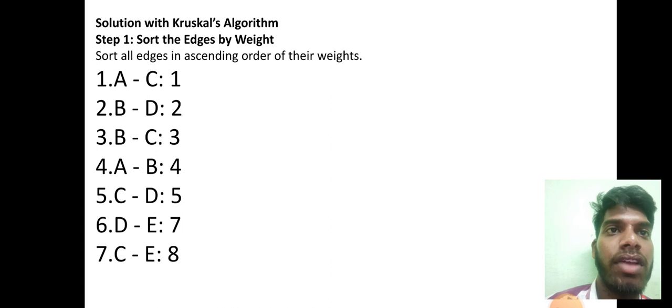Solution with Kruskal's algorithm. Sort the edges by weight. Sort all edges in ascending order of their weights: A to C 1, B to D 2, B to C 3, A to B 4, C to D 5, D to E 7, and C to E 8.